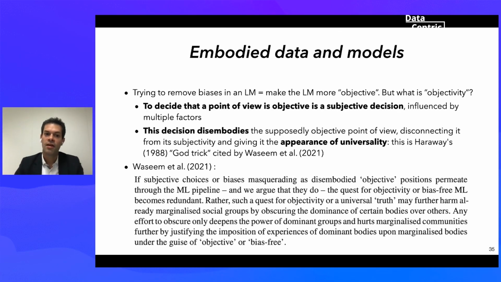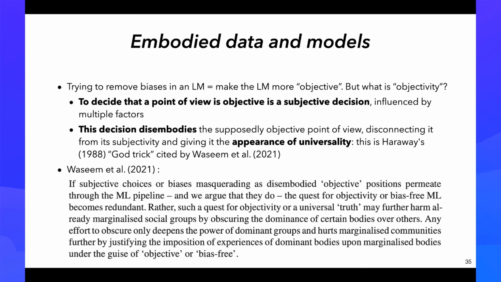And this very decision disembodies, as the term is used by Wassim et al. 2021, the supposedly objective point of view, which has the result of disconnecting it from its subjectivity, thereby giving it the appearance of universality. And this is bad because it means that the subjective decision of removing this or that bias will be presented as a universally objective decision, which it is not. I will not read the quote by Wassim et al. 2021 now, but I recommend you read the whole paper.